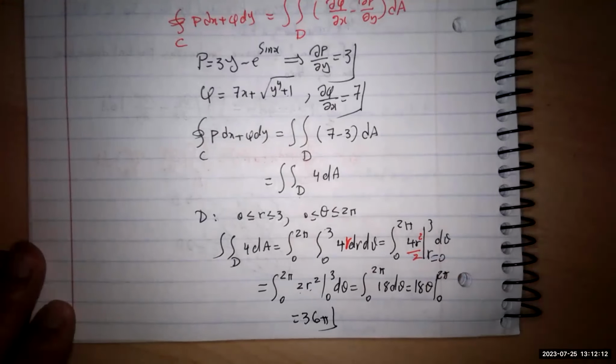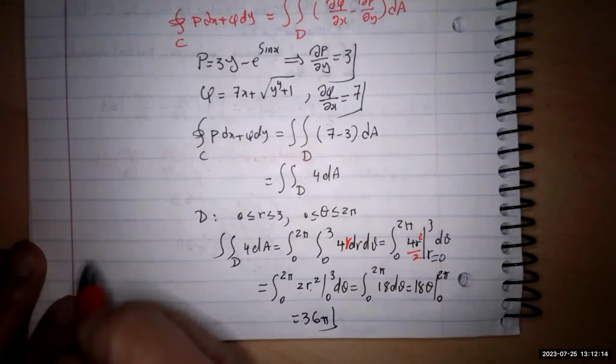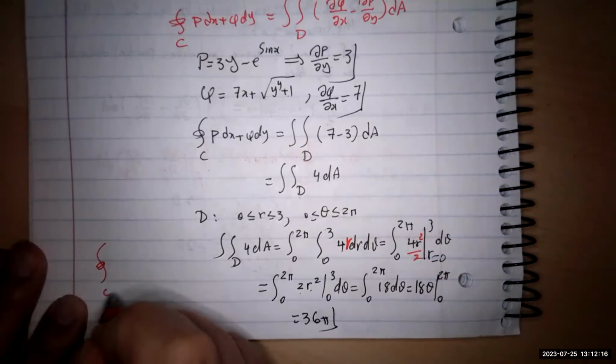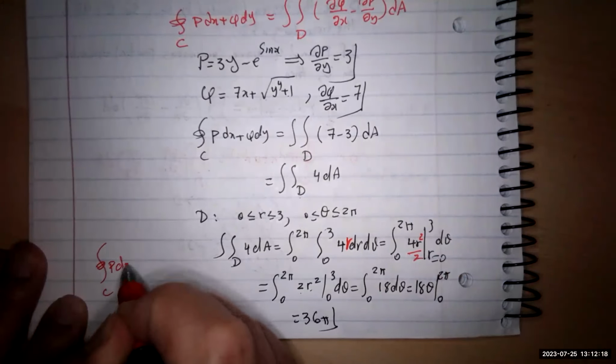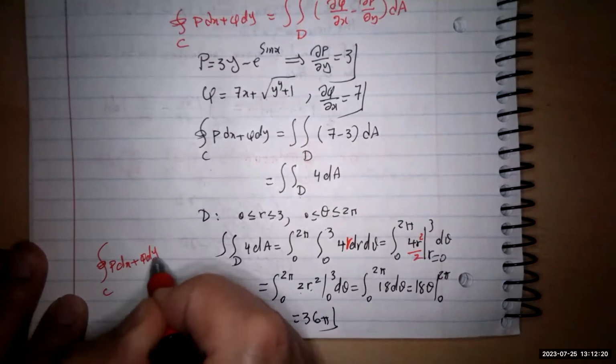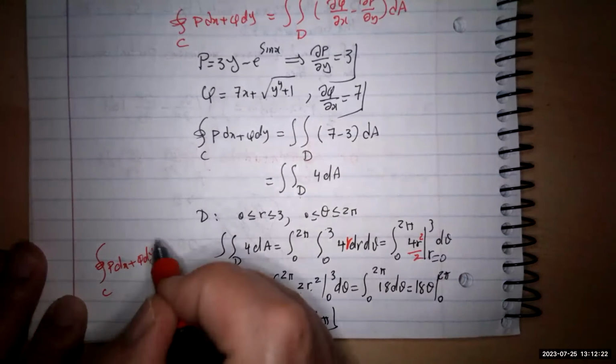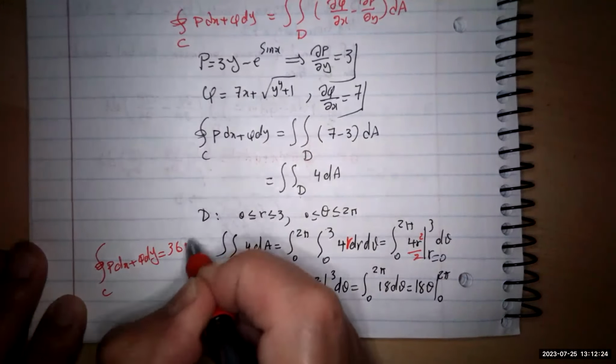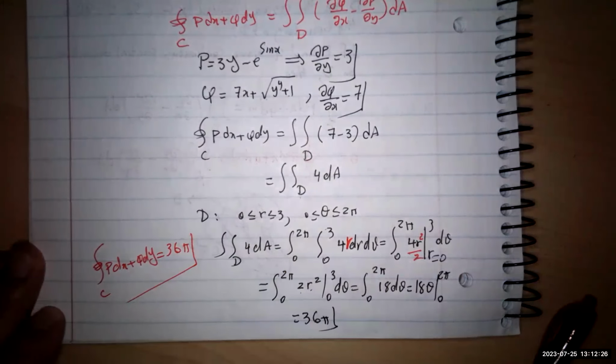You see, a very complicated integral. So you were able to find that the given integral is simply equal to 36 pi. And then we're done.